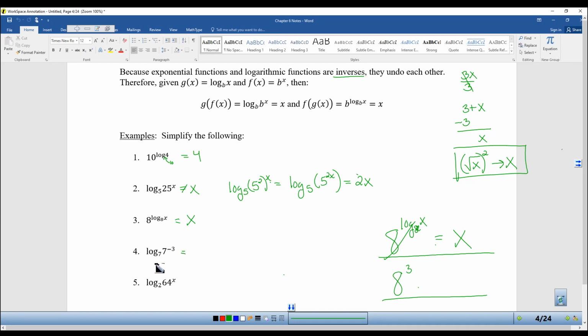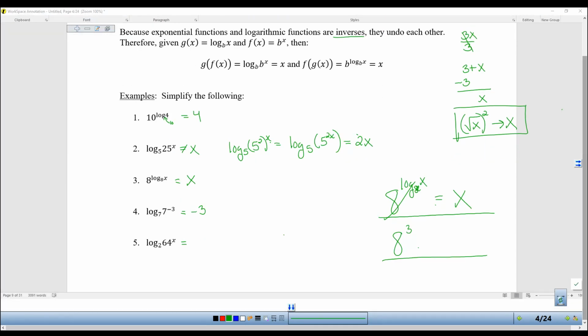I have a log base 7, but then I have log base 7 of an exponential function of base 7. So they cancel each other out, and I just get 3. You can try that next one on your own, but of course I will do it for you.